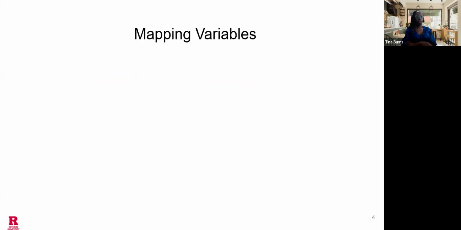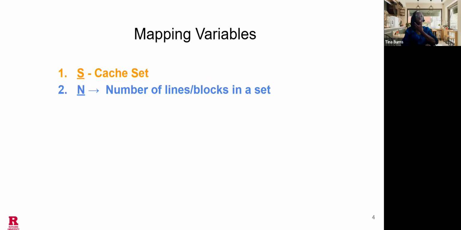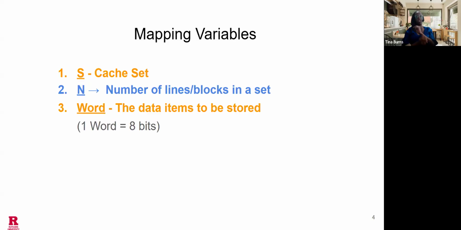Now, when we look at mapping variables, as we do some of our problems, we're going to use shorter terms or variables to represent these items. So we'll have S, which is typically for your cache set. N is typically the number of lines or blocks in a set. A word is the same thing as a byte. So a word is 8 bits or 1 byte. They're all synonymous, word, byte. If you see that in some of your examples, don't get confused. Just know that a word is a byte. So one word is 8 bits of information.